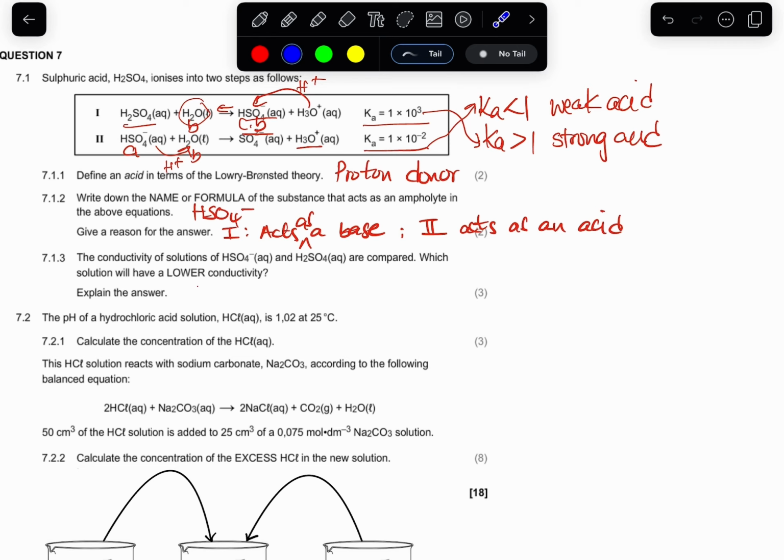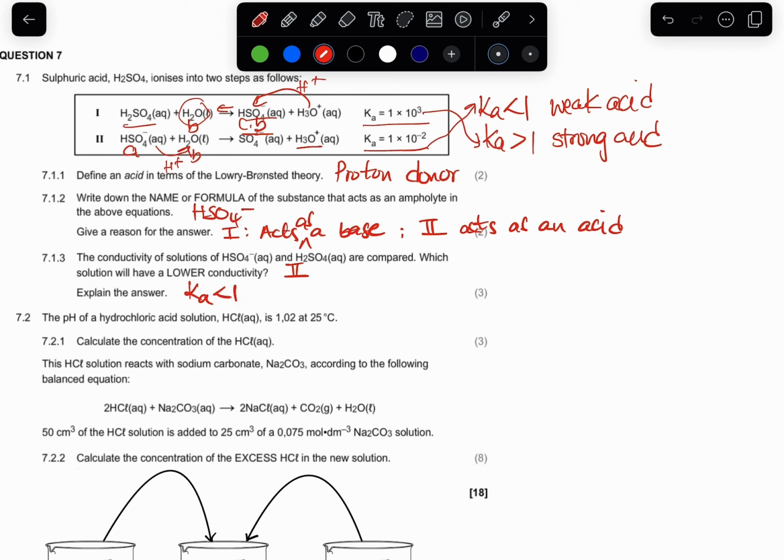Remember, I said this one has a Ka value that is less than 1. That means it's a what? It's a weak acid. And this one has a Ka value that is greater than 1. That's a strong acid there. So the one with the lower conductivity is the second. And the reason for that, we'll say because the Ka value is less than 1.